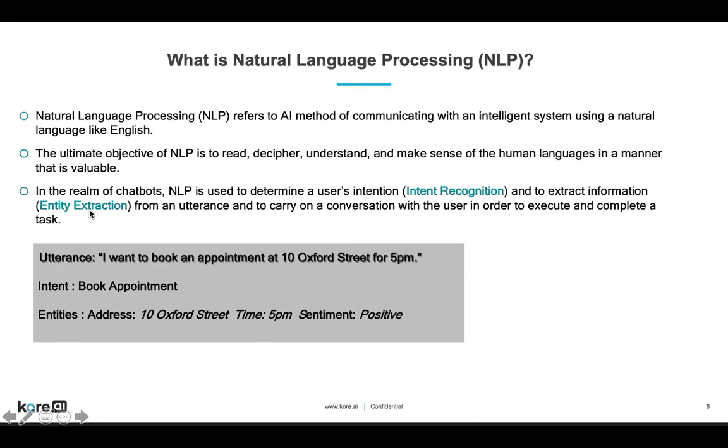So two primary responsibilities of the NLP engine that help the chatbot simulate a human being as a conversational partner are: when an utterance comes from the user, the first thing the NLP engine will do is identify the task the user wants to perform, and that is known as intent recognition. And once the intent has been identified, the next thing the NLP engine will do is try to gather the information to complete that task, and that is known as entity extraction.